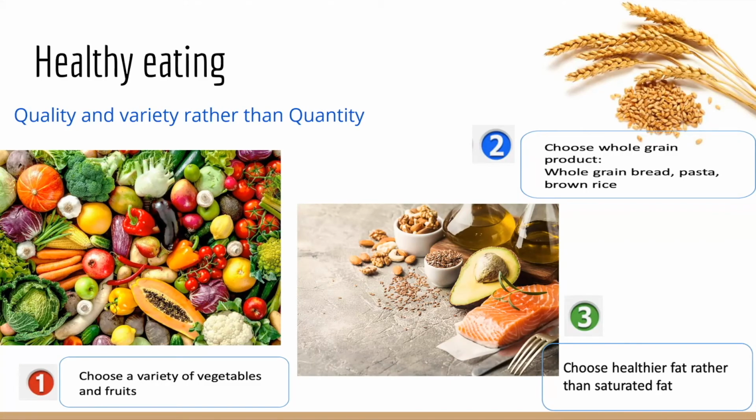So, what constitutes healthy eating? It is about choosing a variety of fruits and vegetables from different colors, choosing whole grain products such as whole grain bread, whole grain pasta, and brown rice, and including healthier sources of fat in our diet. Those are known as unsaturated fat rather than the saturated fat.